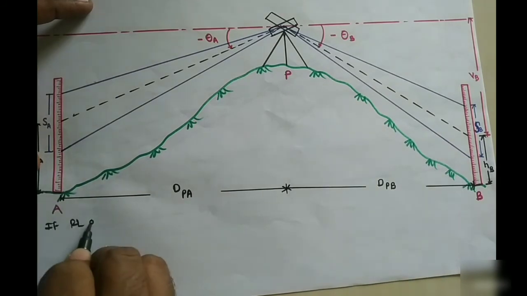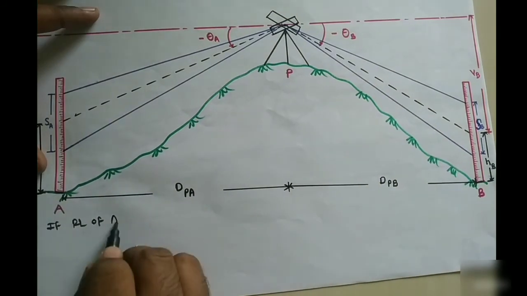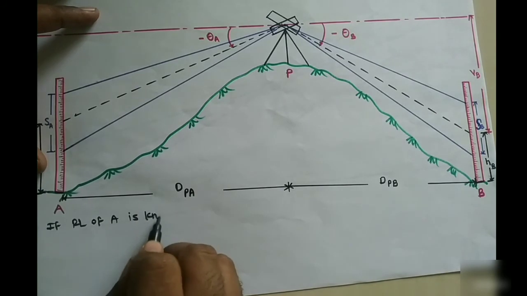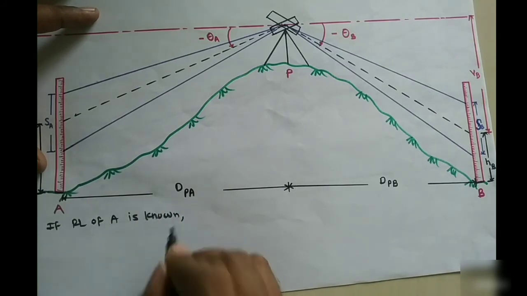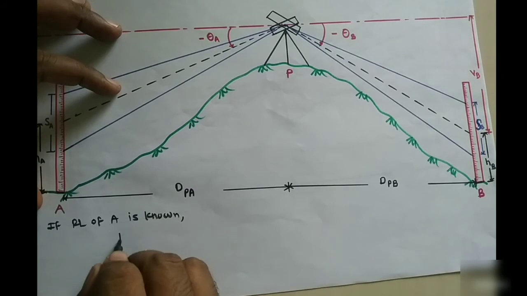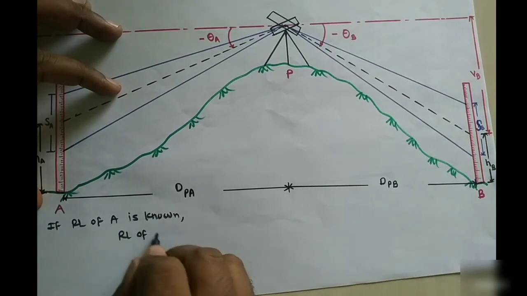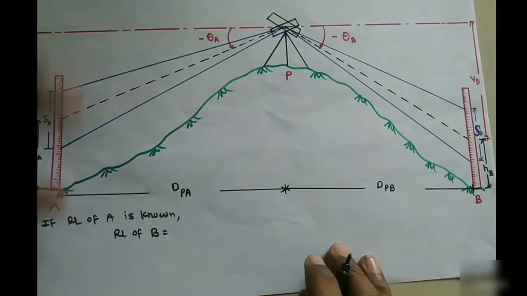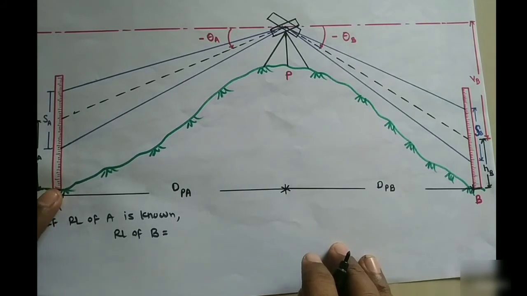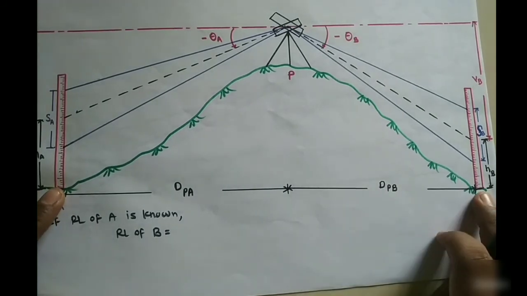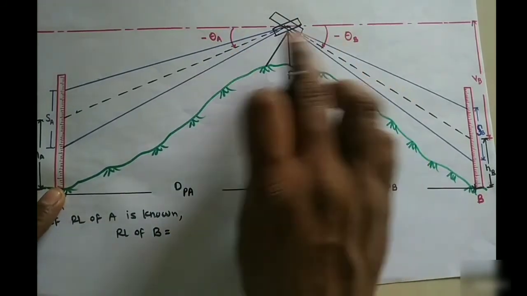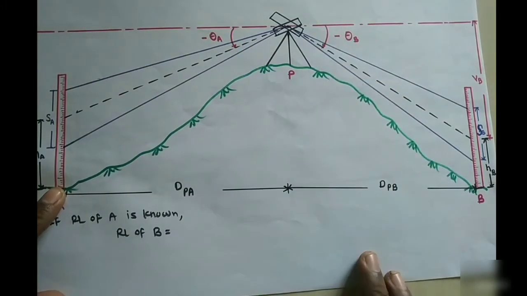Okay, now if RL of A is known, then RL of B, how will you find the RL of B? We will be given RL of A and RL of B will be asked, and both the vertical angles are angles of depression.